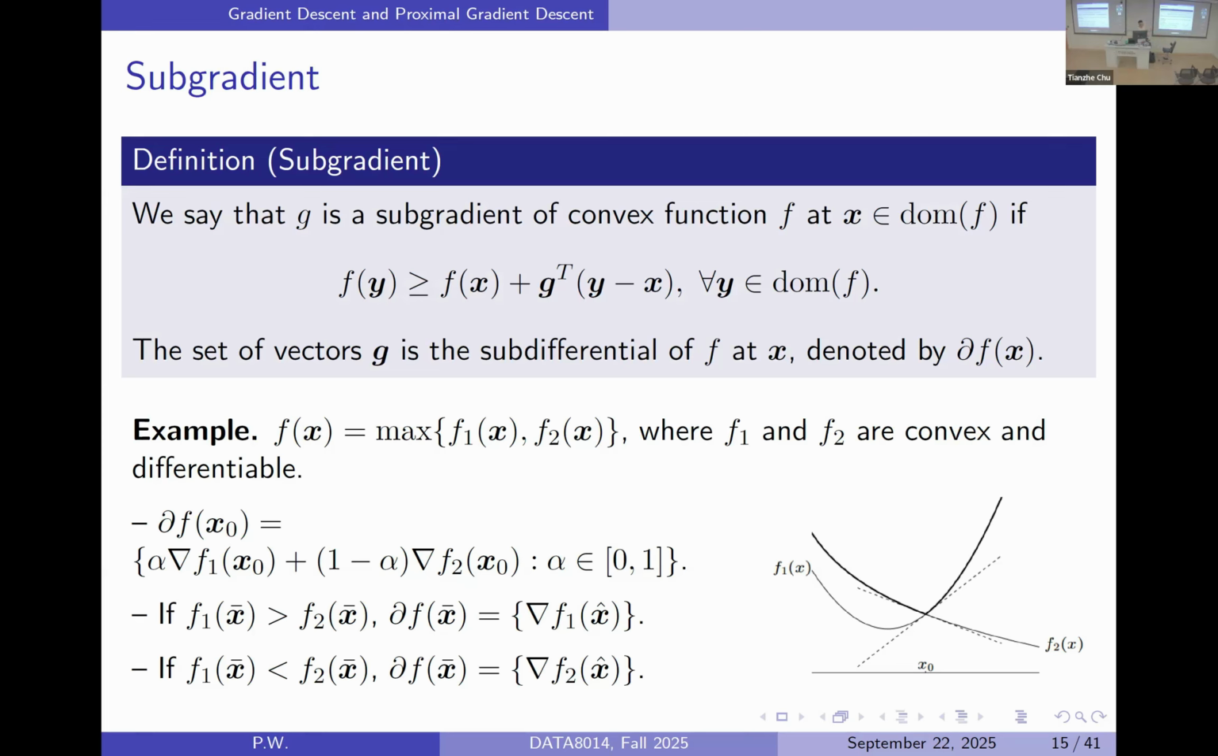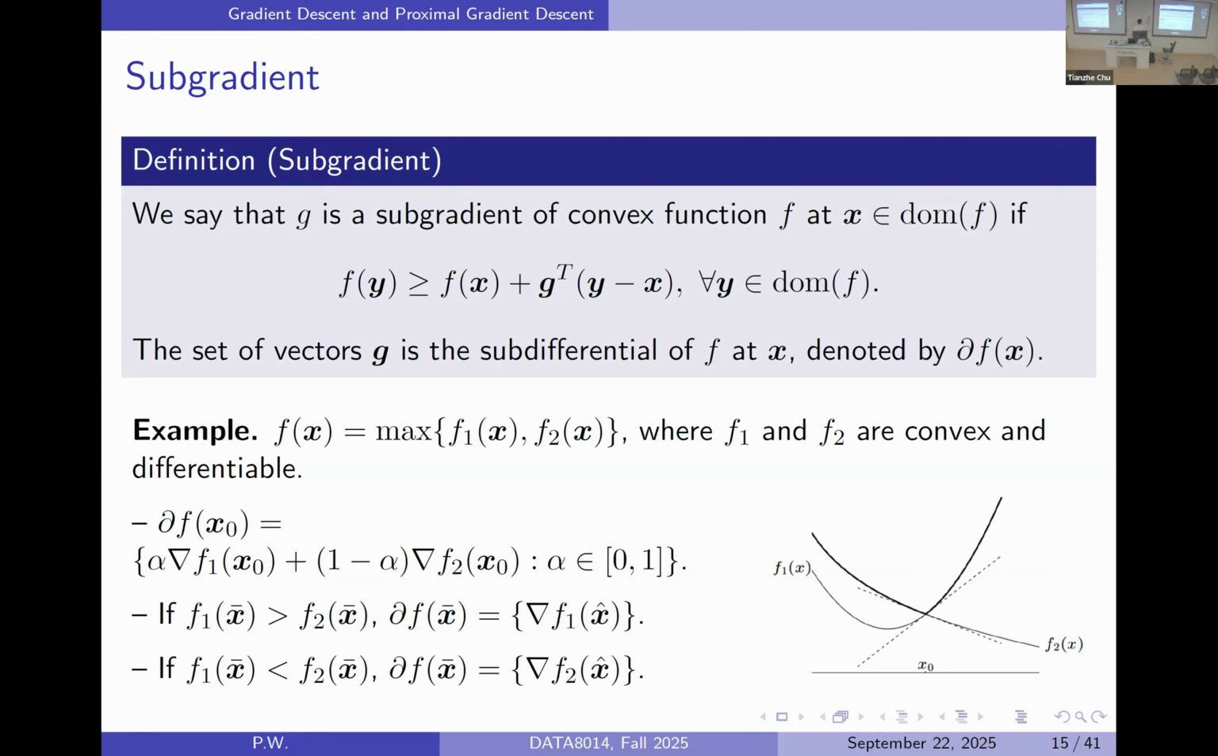for any y, there is a linear function, a hyperplane at x, right? And here f(x) plus g transpose (y minus x) is the linear hyperplane at point x. This is just a definition. Then we say this g is a subgradient, and the set of such vectors is the subdifferential of f at this point. We denote it with the partial notation, which denotes the subgradient.